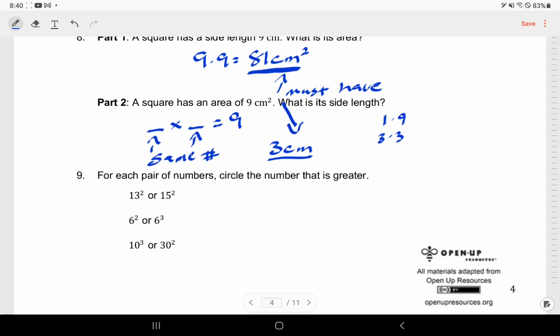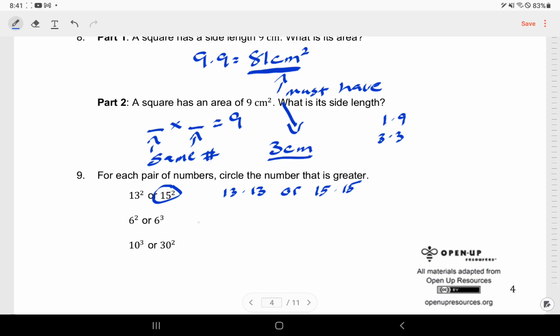All right. So for each pair of numbers, circle the number that is greater. These should be, at least the first two, a little bit of common sense. We've got 13 squared or 15 squared. So what's bigger, 13 times 13 or 15 times 15? Well, 15 is bigger than 13, so 15 times 15 is going to be bigger than 13 times 13.